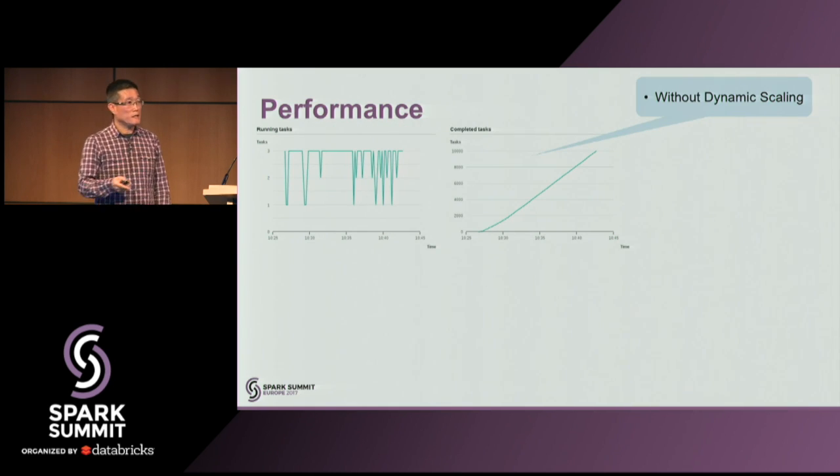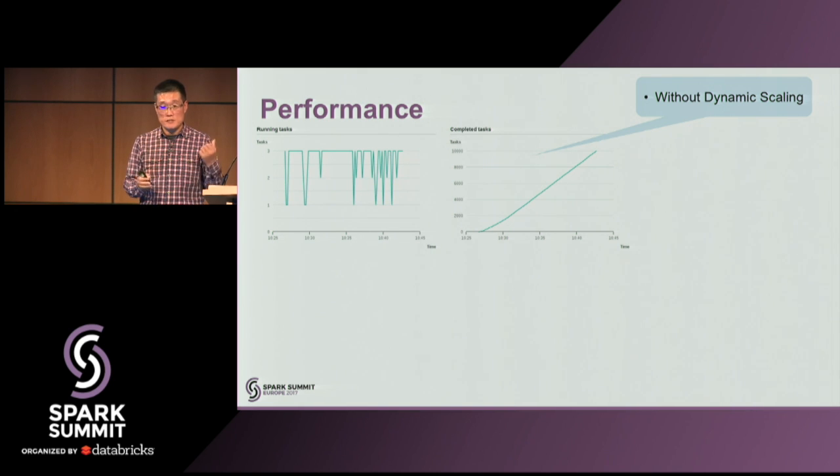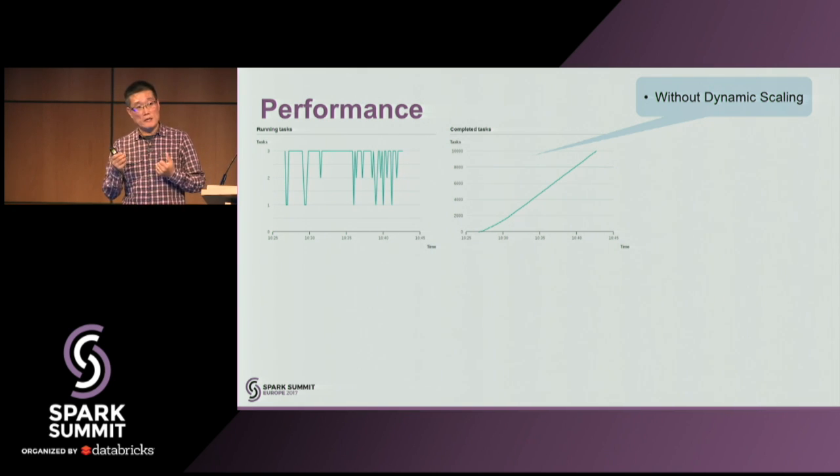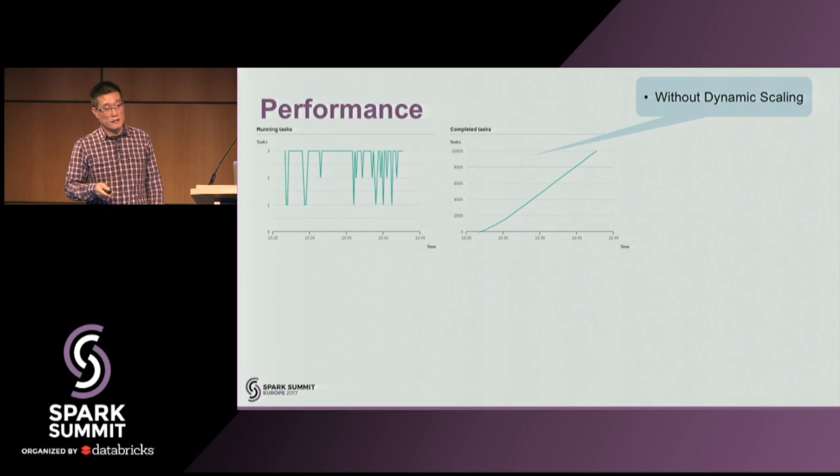So I did an experimental performance comparison between without dynamic scaling, which we just did, and with dynamic scaling. In this chart, the top left one is the number of running tasks at any moment. The right part is the finished task ratio. You see, because my running tasks are always 3, the finish ratio is linear.